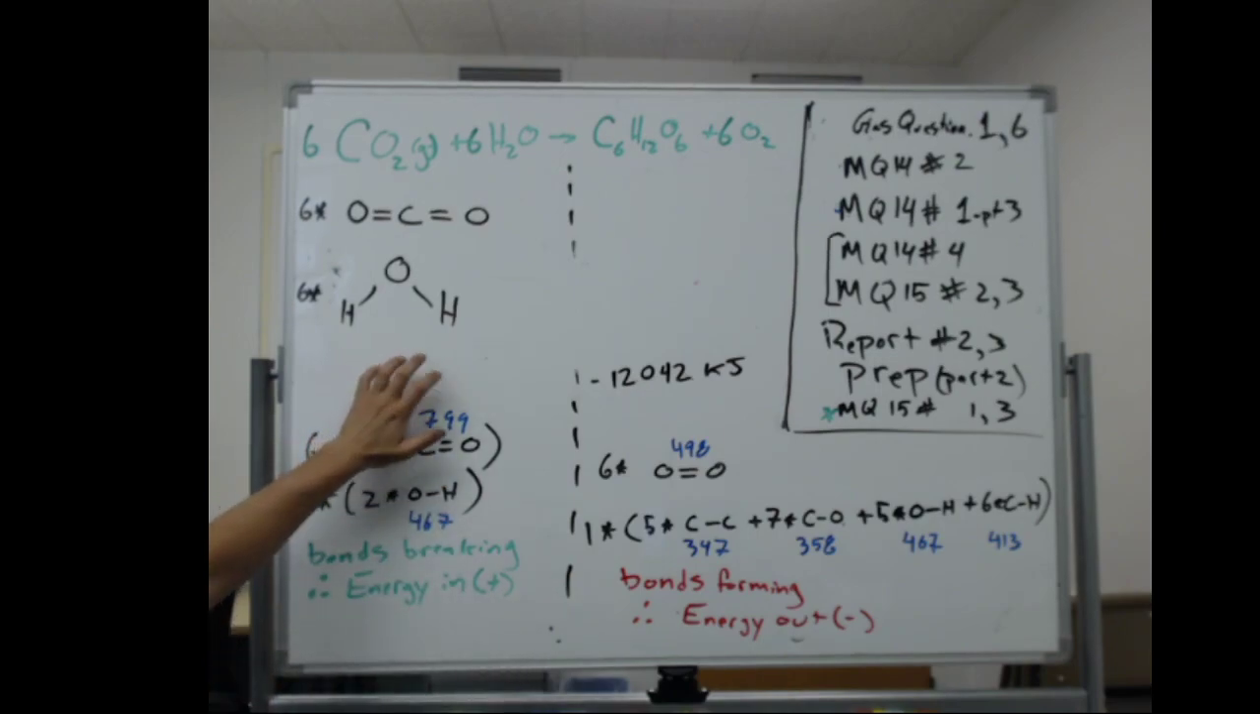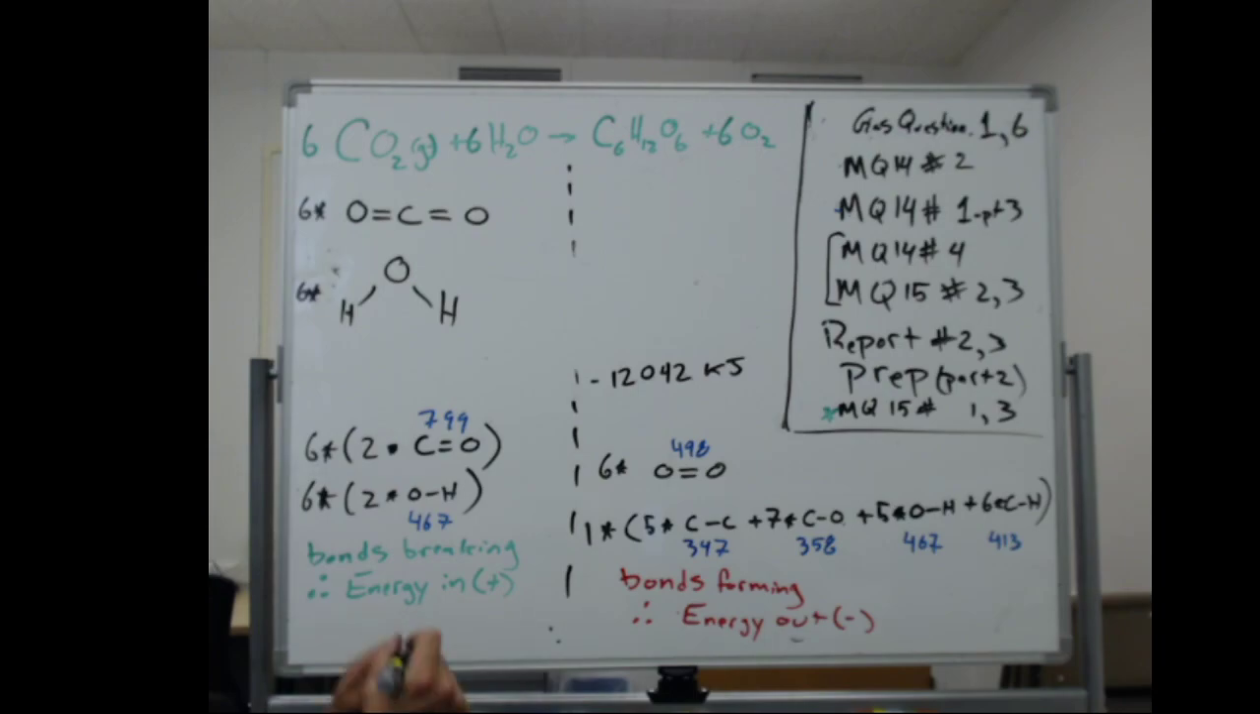I agree. What about the energy from the bonds that we're breaking? 12 times 799 plus 12 times 467. I can't do that in my head, I'm sorry. My calculator's all the way over there. 7,596.